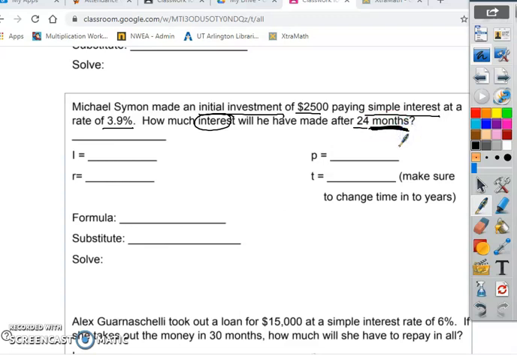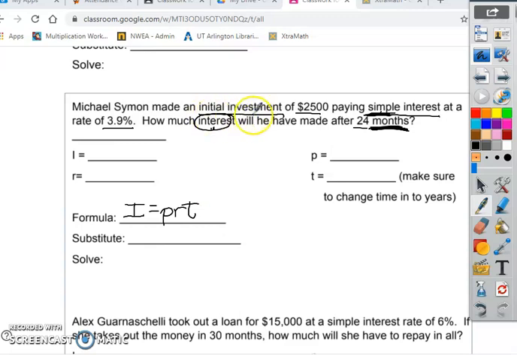Okay, so hopefully we circle this word, interest. What type of interest? Simple interest. Okay, this is the one more than likely they're going to be asking about. So I am going to want to put this formula. I, I equals PRT. Okay.